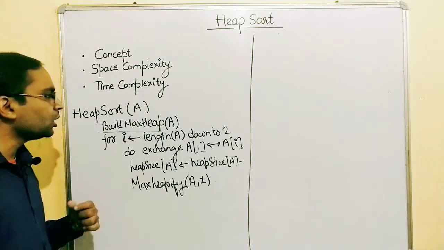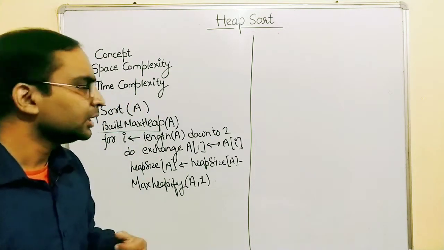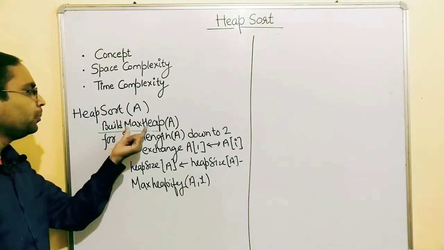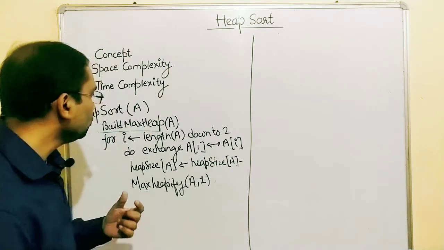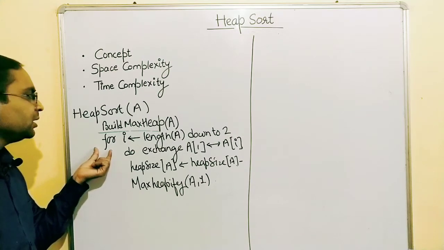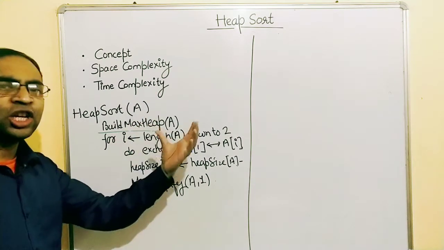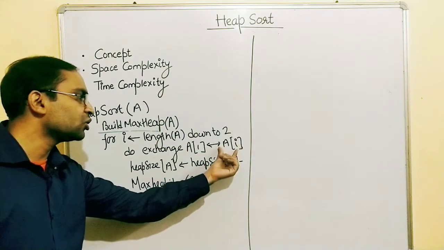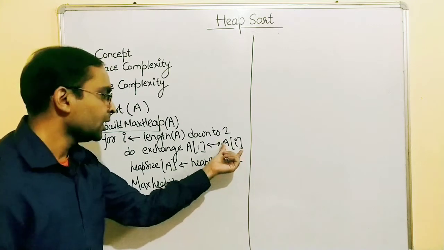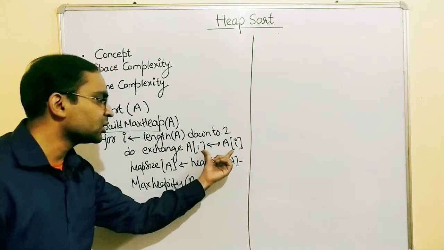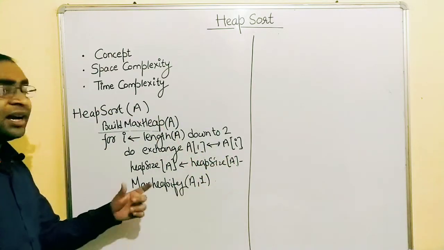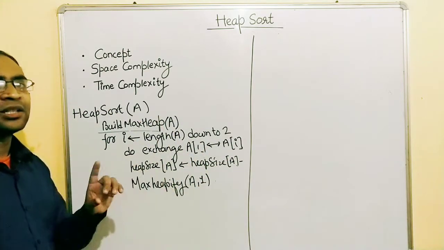So let's first discuss the simple algorithm for heap sort. The first step of heap sort is to build a max heap. I'll show you right now. Then we'll iterate and exchange the root element with the last element of the heap. Once we perform this exchange, we'll extract the last element from the heap, and that means we are reducing the heap size by 1.